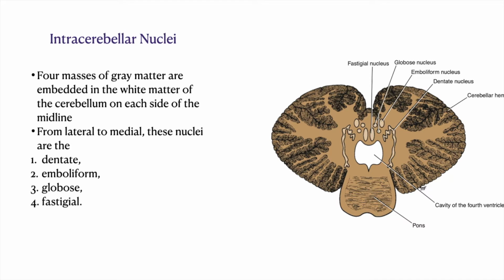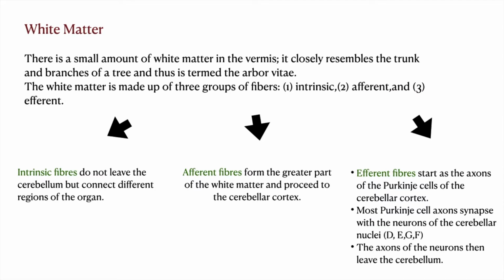There are intracerebellar nuclei within the white matter, and these from lateral to medial are the dentate, emboliform, globose, and fastigial nuclei. The white matter. There is a small amount of white matter in the vermis, which closely resembles the trunk and branches of a tree, and therefore it's called arbor vitae.